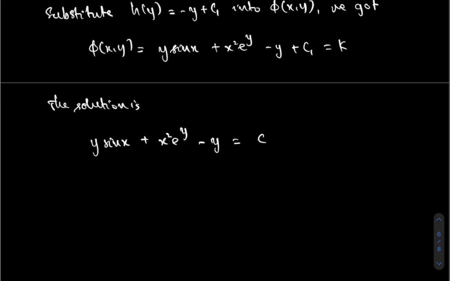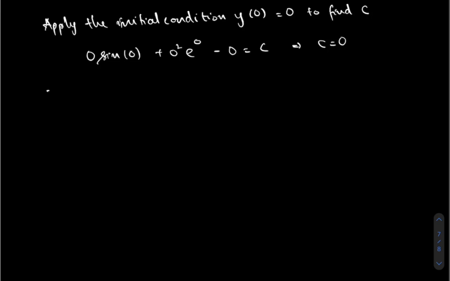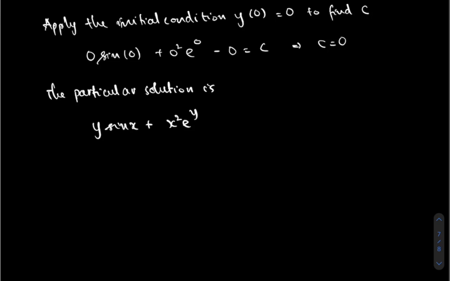To obtain the particular solution, you need to utilize the initial conditions. So apply the initial condition y of 0 equal to 0 to find c. So that is 0 times sine of 0 plus 0 squared times e to the 0 minus 0 equal to c. So c in this case is 0. Therefore, the particular solution is y times sine of x plus x squared e to the y minus y equal to 0.